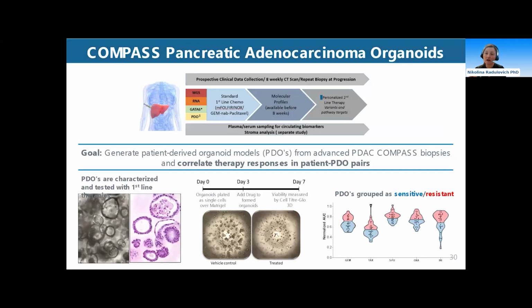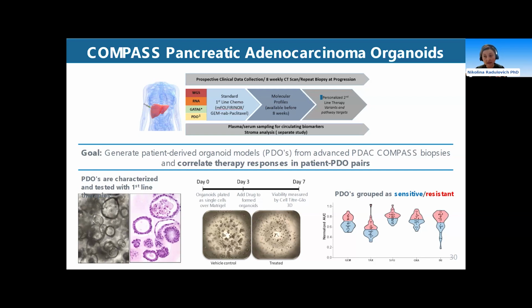The first set of drug screening data that we have done was for the original COMPASS study. The COMPASS study was a large clinical trial led by doctors Jennifer Knox and Stephen Gallinger here at UHN. They collected clinical and molecular data from patients who had advanced stage pancreatic ductal adenocarcinoma, and generating PDOs was just one arm of the study. The goal of the study was to generate pharmacotype PDOs from patient biopsies and correlate the therapy responses in 20 patient PDO pairs.